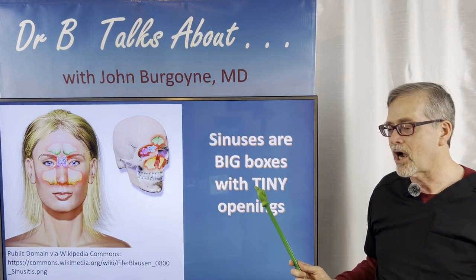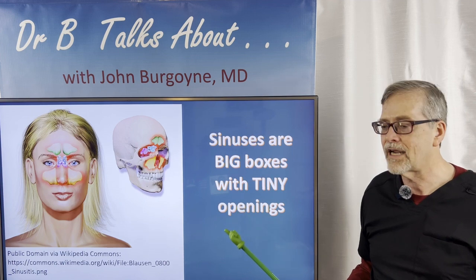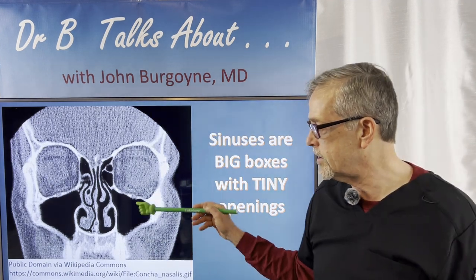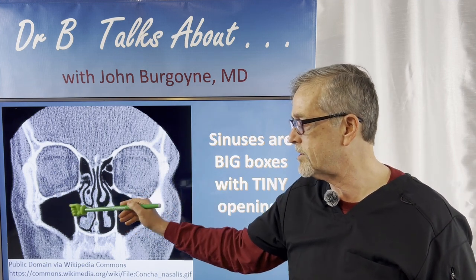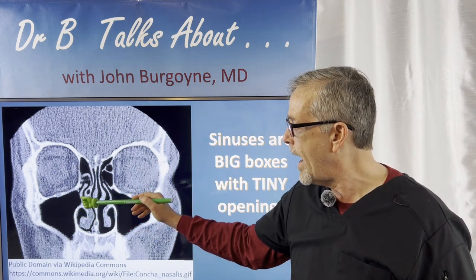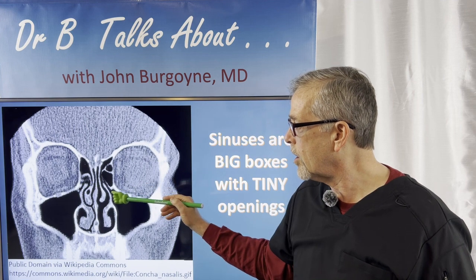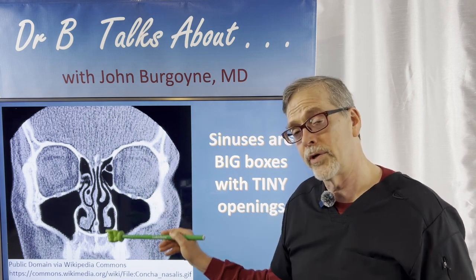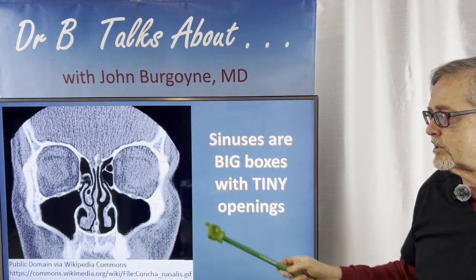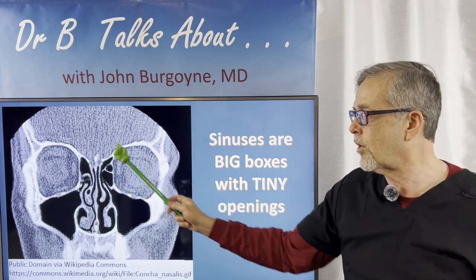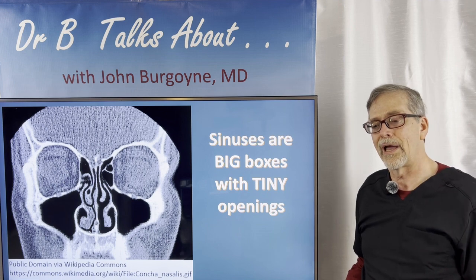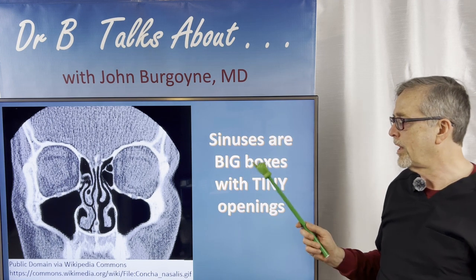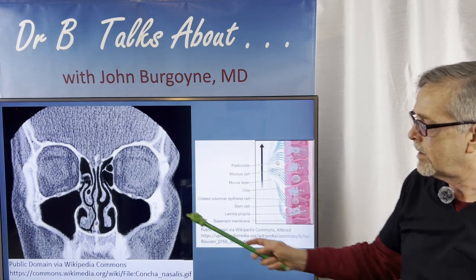Sinuses are big boxes with tiny, tiny openings. So this is a CT scan. This shows the big, empty, full of air sinuses. Air is black on these scans. And the openings are little. And I'm only showing you this one because all of the other sinuses, these ones and the ones in the forehead and the ones in the back, their openings are so little you can't see them at all. Okay, so big boxes, tiny openings.